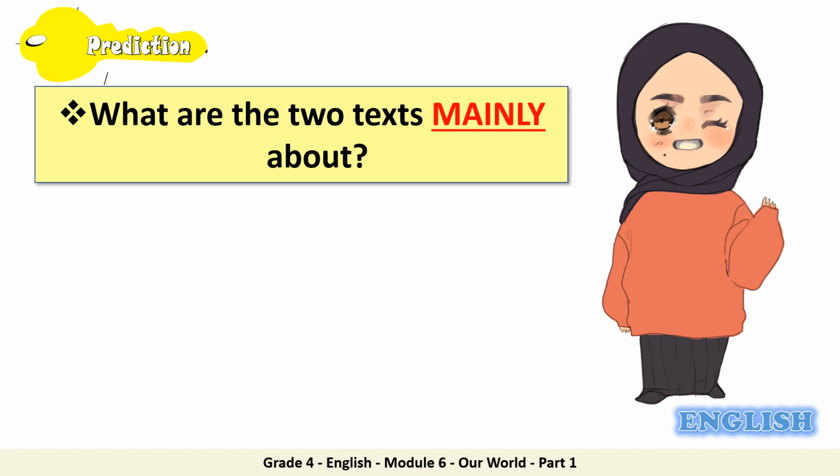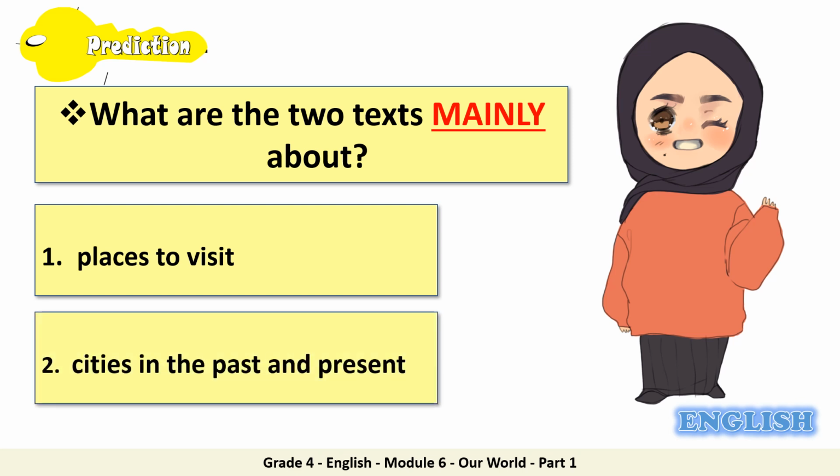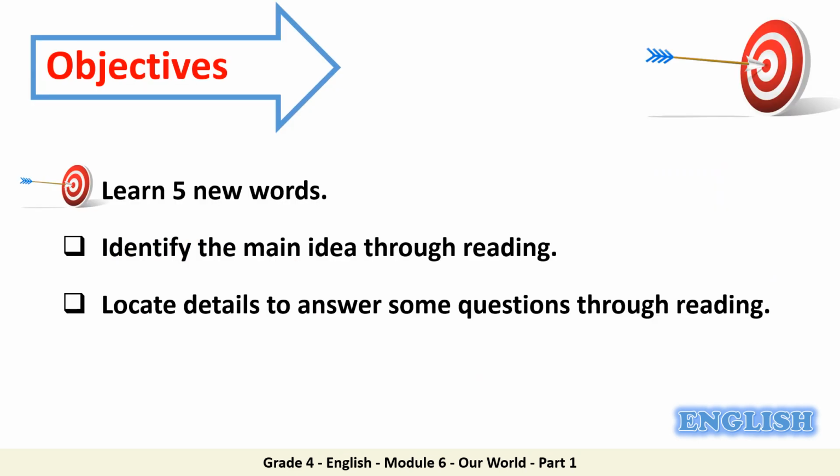1. Places to visit. 2. Cities in the past and present. Which one do you think is correct? Well done. Cities in the past and present. Good job, everyone. Great job, everyone. Now you're able to identify the main idea.